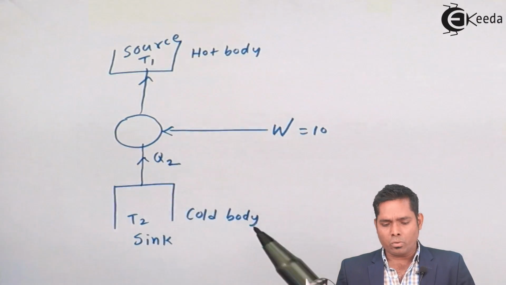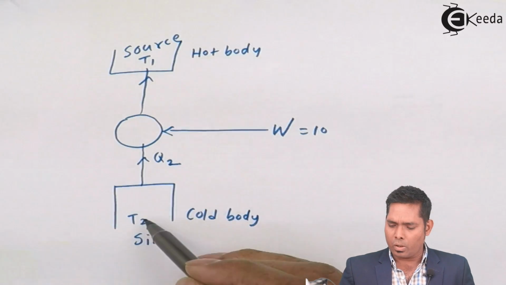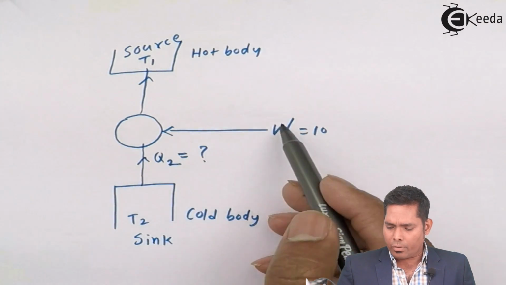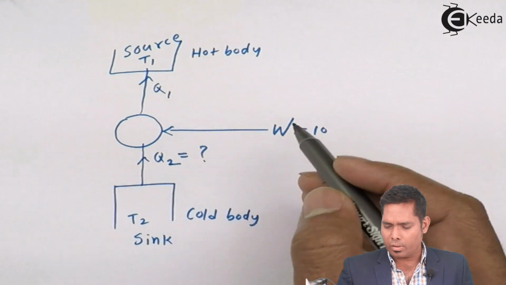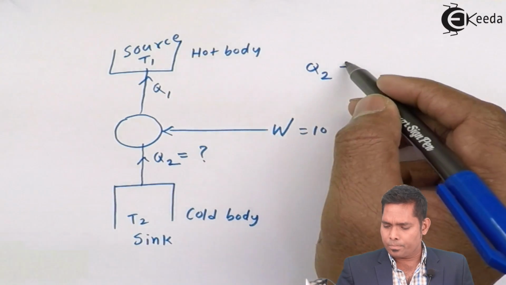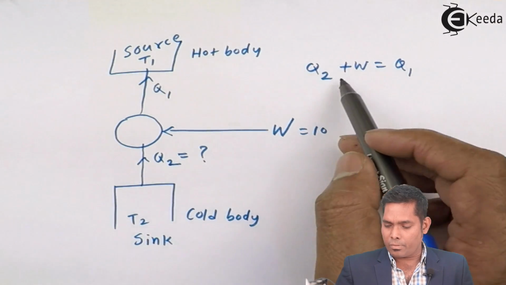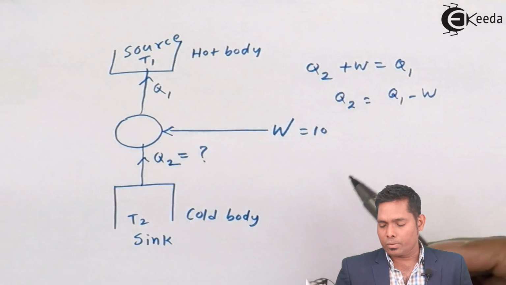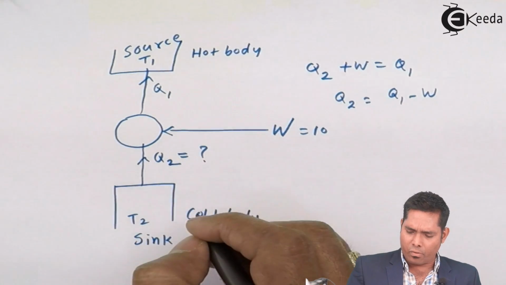The amount of heat absorbed from the reservoir at low temperature, which is lower, your aim is to find Q2. You can see that this W, Q2 and what is rejected, Q1, this value and this value coming together is equal to Q1. So if I want Q2, I must know these values. But anyway, this is how a refrigerator works.